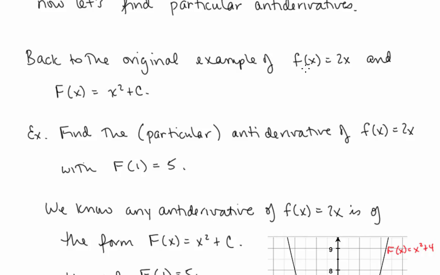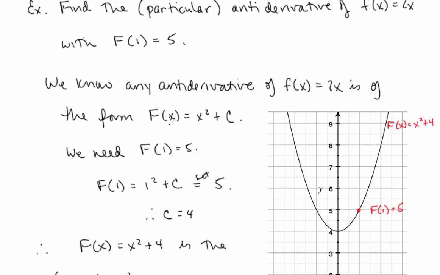We had little f of x is equal to 2x, and we said the general antiderivative is capital F of x equals x squared plus c. Now I want to find the particular antiderivative of f of x equals 2x with capital F of 1 equals 5. So now I'm saying from this entire family of solutions of the form F of x equals x squared plus c, I want the one that goes through the point (1, 5). So how can we do that?